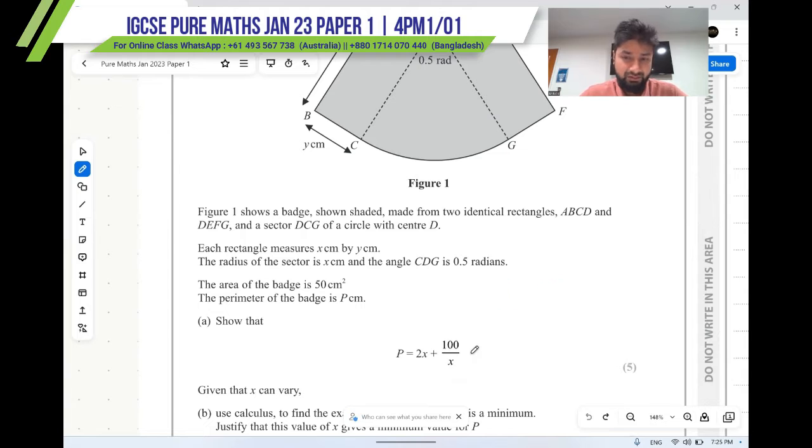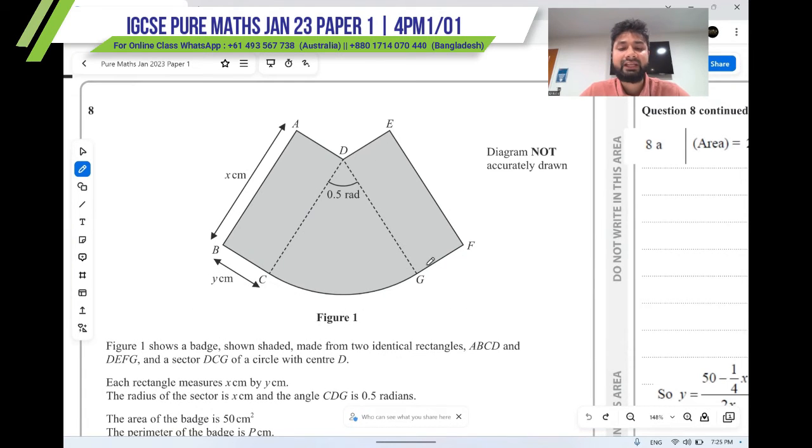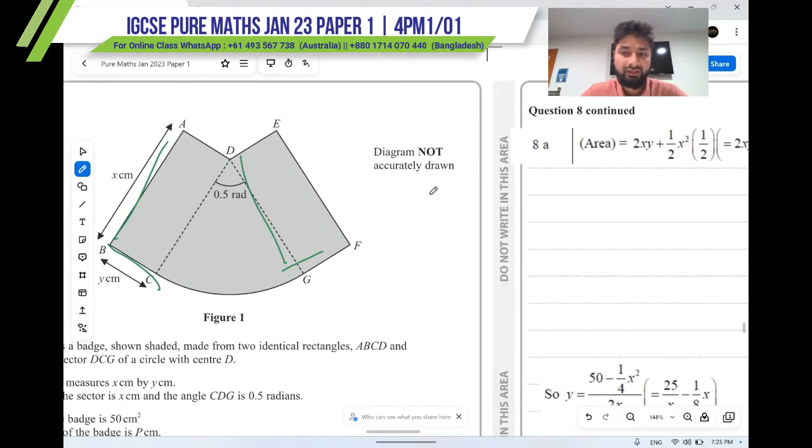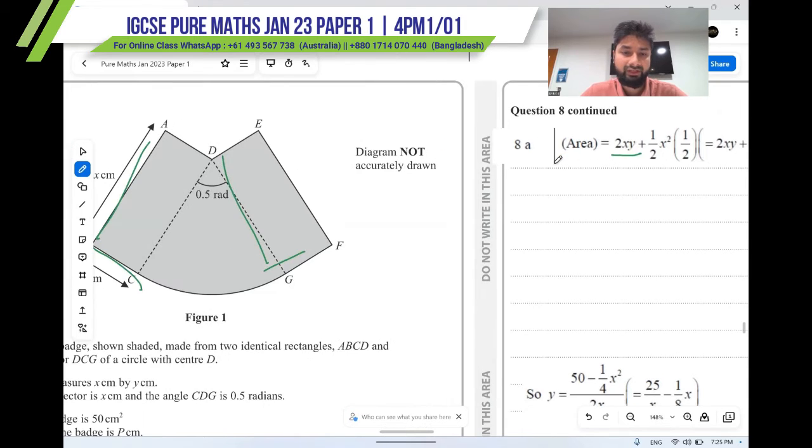Let's start the math now. First of all, we have to find the area and put the area equal to 50. The formula for the area of a rectangle is length times breadth, that is x times y. So we have two of them, so we can write 2xy over here.